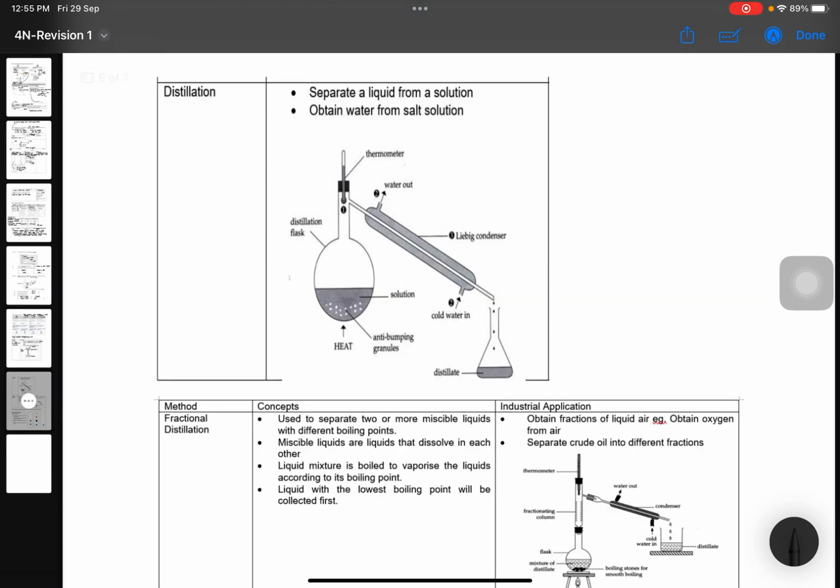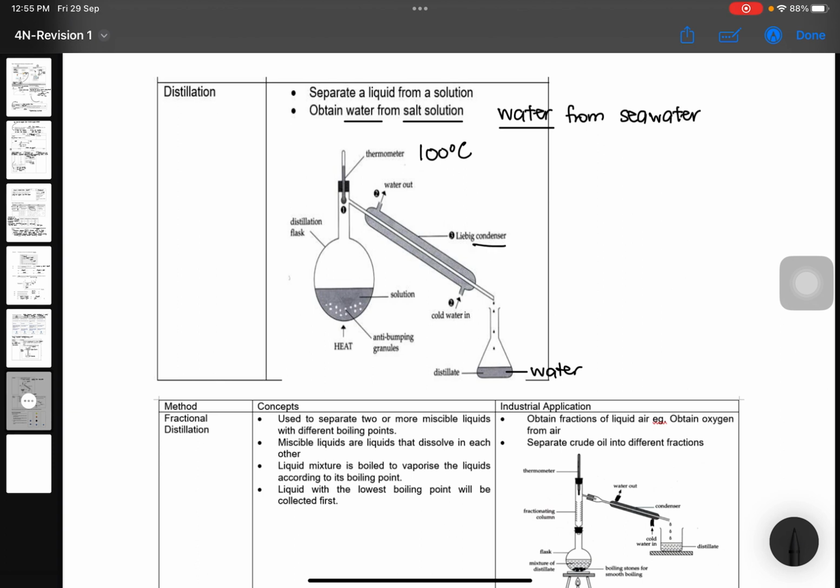Distillation is to obtain a liquid from a solution. Normally what you separate will be water, for example, from a salt solution. So the distillate here will be water. If let's say you want to separate water from seawater, you are separating a liquid from another solution. Take note, if it's water, the thermometer will show 100 degrees Celsius.